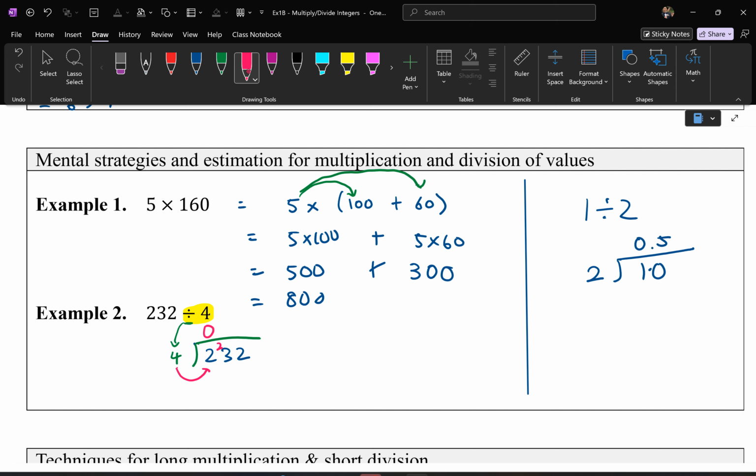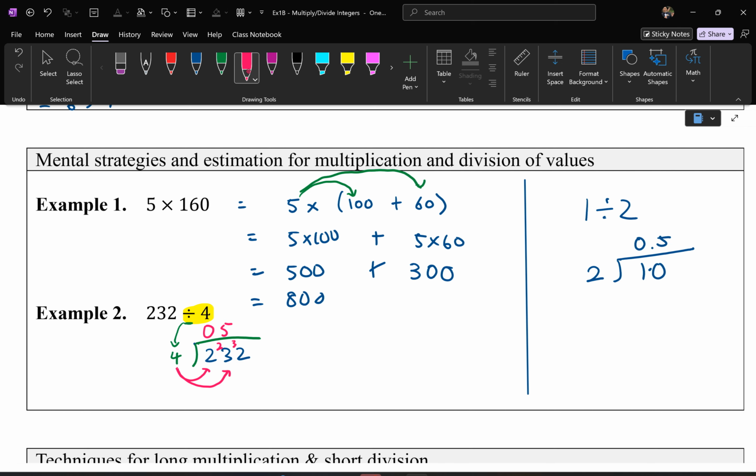So you say the same thing again for the next line. How many 4's fit into 23 tens? Sully? 5. Very good. 4 times 5 is 20. So what's the remainder? 23 and 20. What's the remainder? Yes, Kyle? 3. So I carry the 3. So the 3 tens move into the units column. That's why it becomes 32.